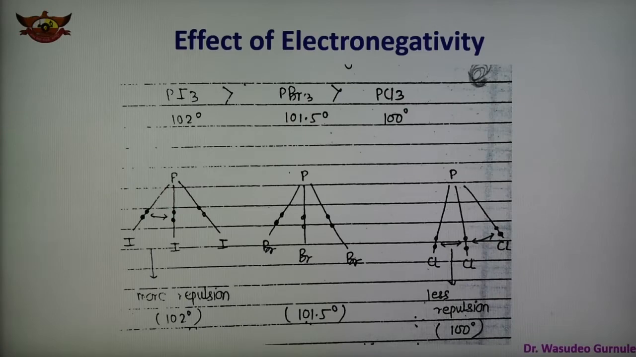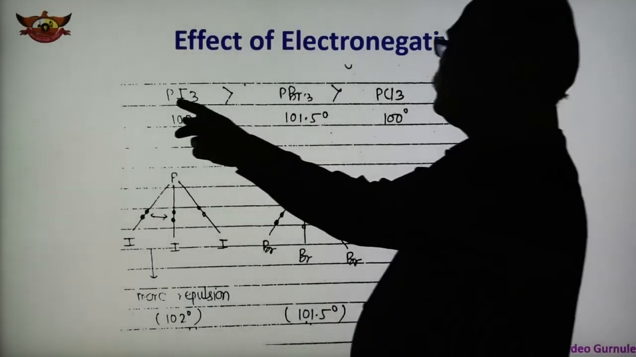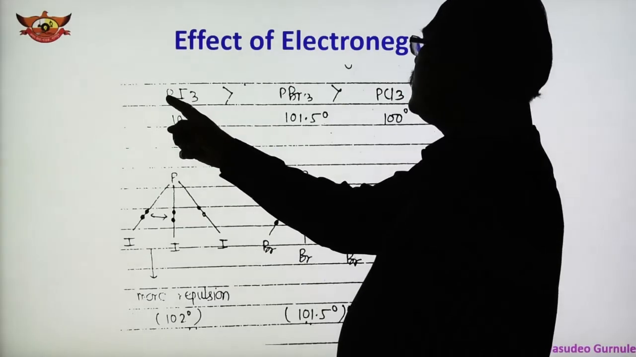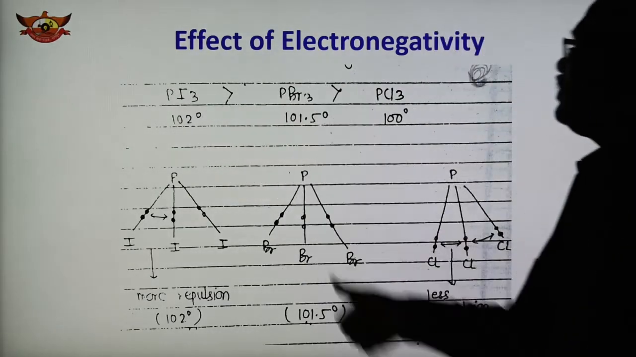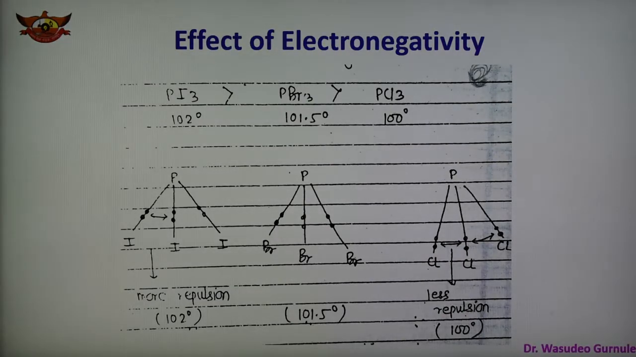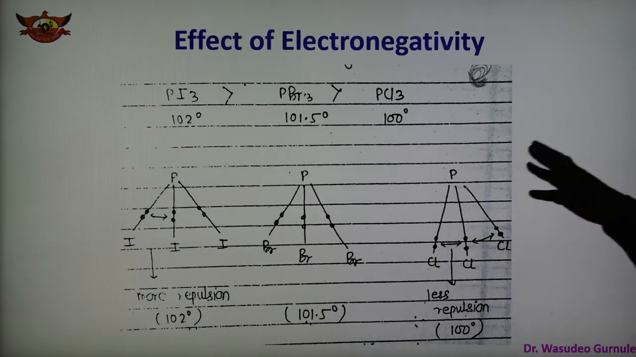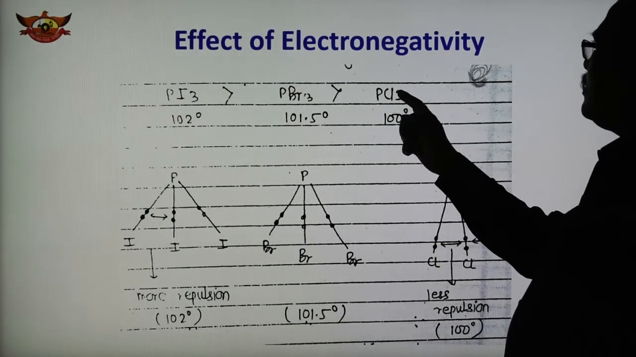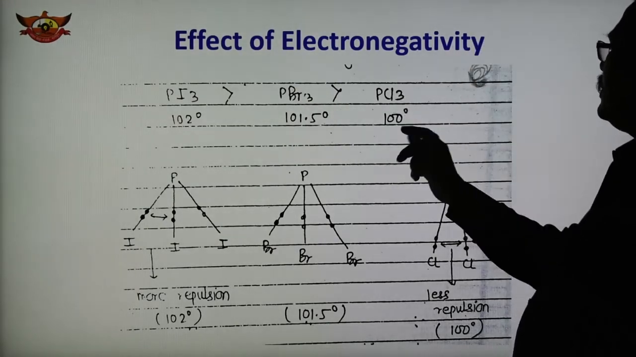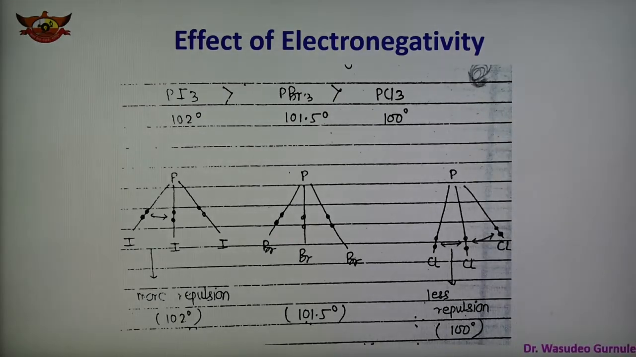This is another example, which shows PI3. In this case, the central atom is the same, phosphorus, but the electronegativities of the bonded atoms are different. When the bonded atom is more electronegative, the bond angle is less, as shown here. PI3 has 102 degrees. In case of PCl3, the bond angle is 100 degrees, and the structure is also shown. So different bond angles are there.